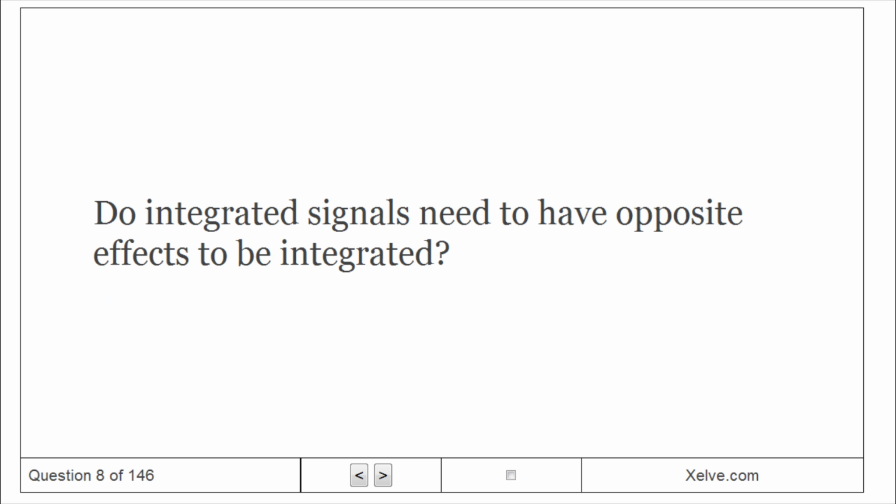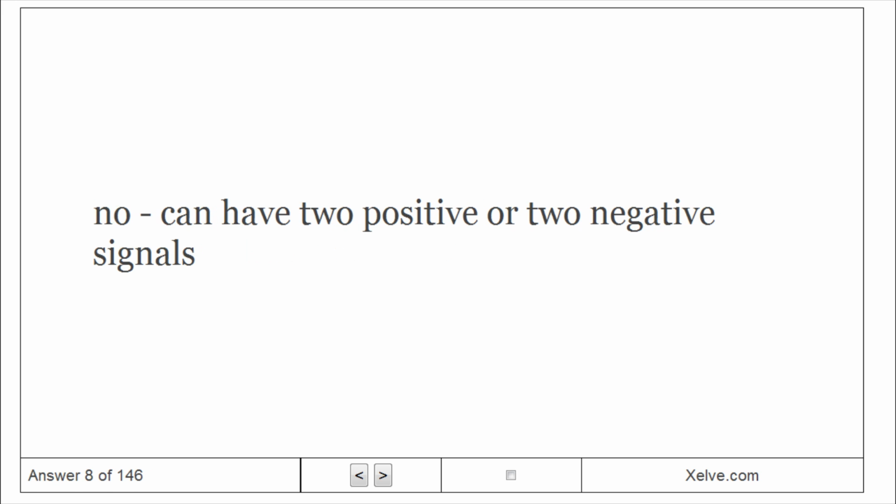Do integrated signals need to have opposite effects to be integrated? No, you can have two positive or two negative signals.